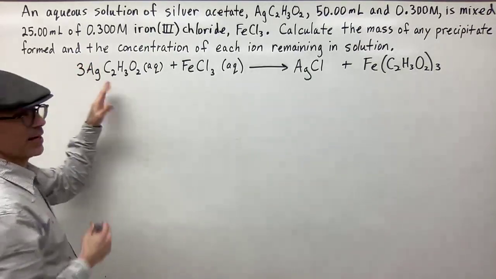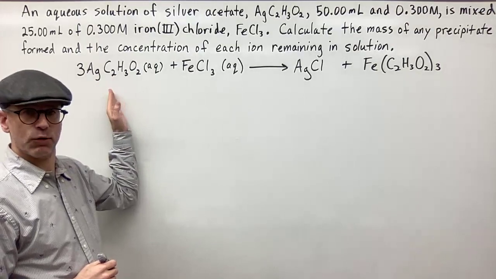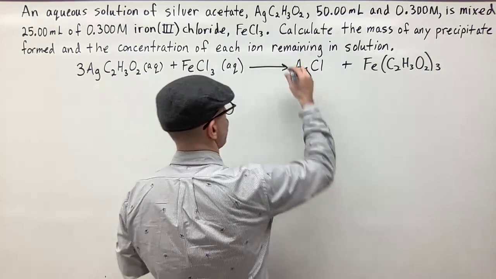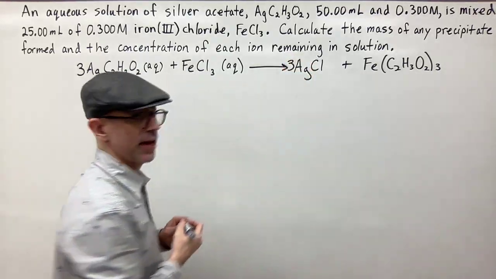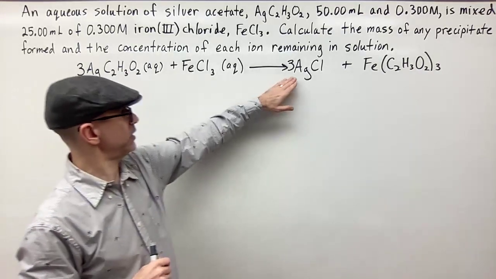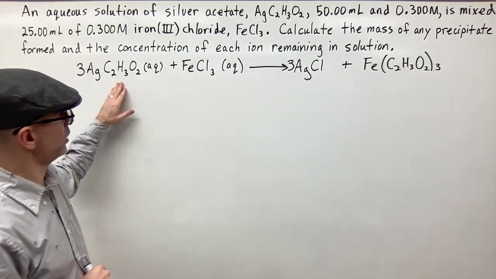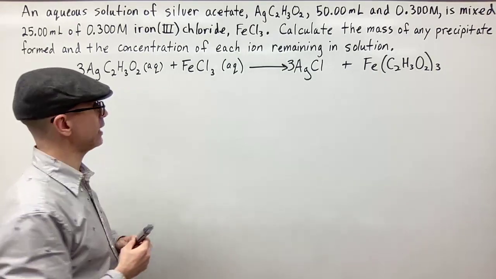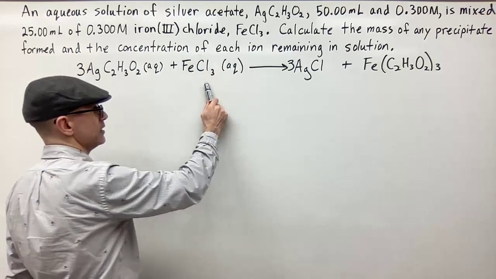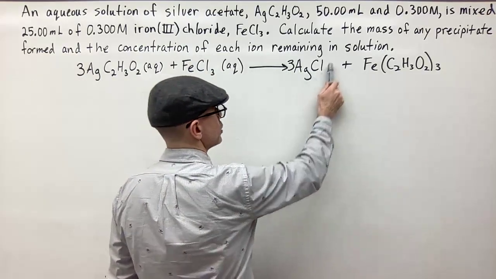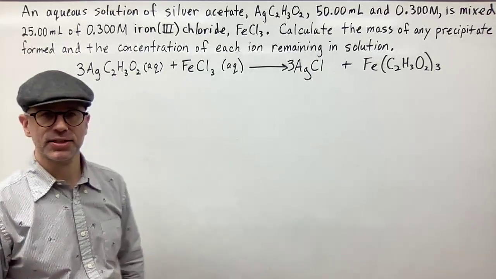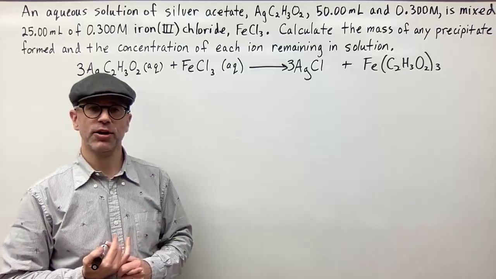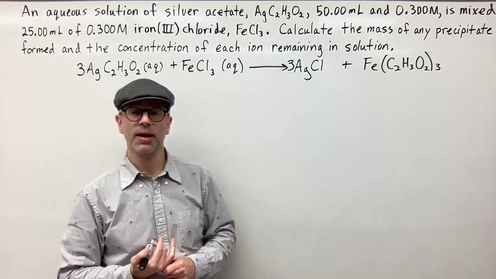Now I have 3 acetates on this side, but now I have 3 silvers on this side. So I'm going to need to put 3 silvers on this side, and so I have a 3 coefficient there. Now the silver is balanced, the acetate is balanced, and my iron is still balanced. Finally, let's look at chloride ions. I have 3 chloride ions here, and I have 3 times 1 is 3 on the other side. So everything is balanced.